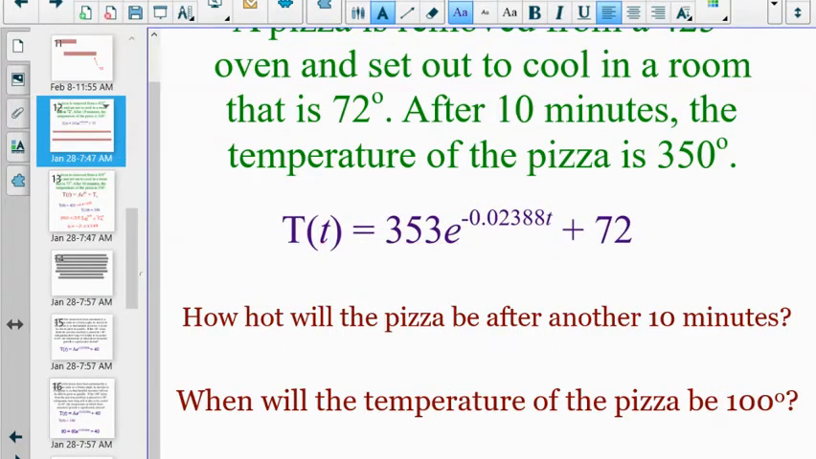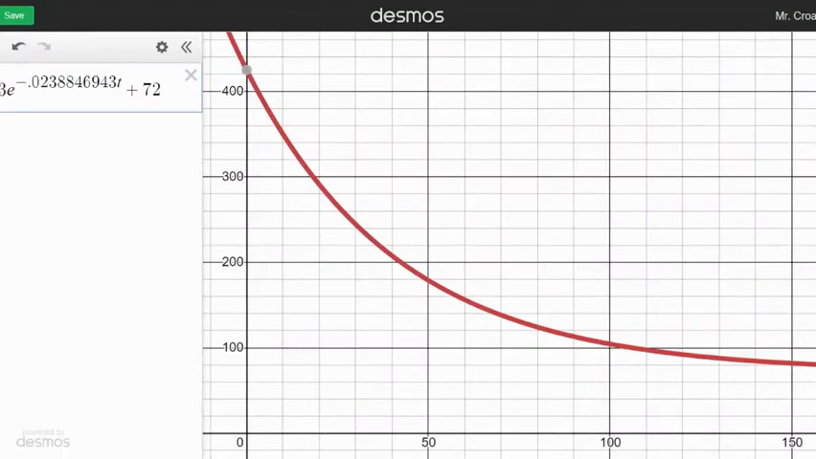By the way, if I graph this equation on Desmos, we can see that this actually looks exactly like what we think it should look like. The initial temperature, the temperature at time equals 0, is 425. Perfect. It's cooling down fast at first.